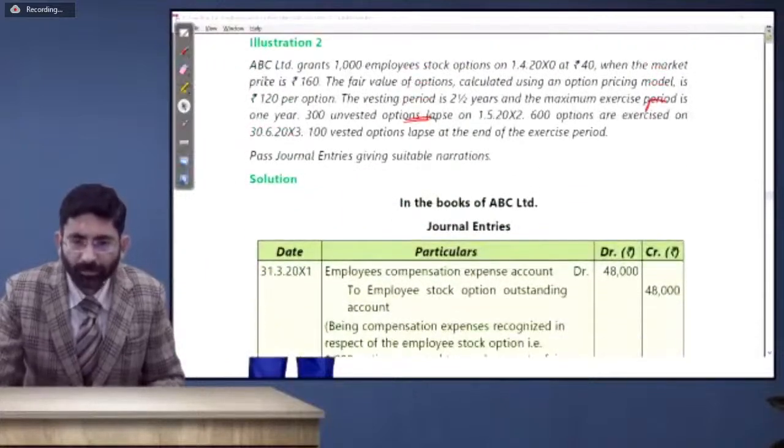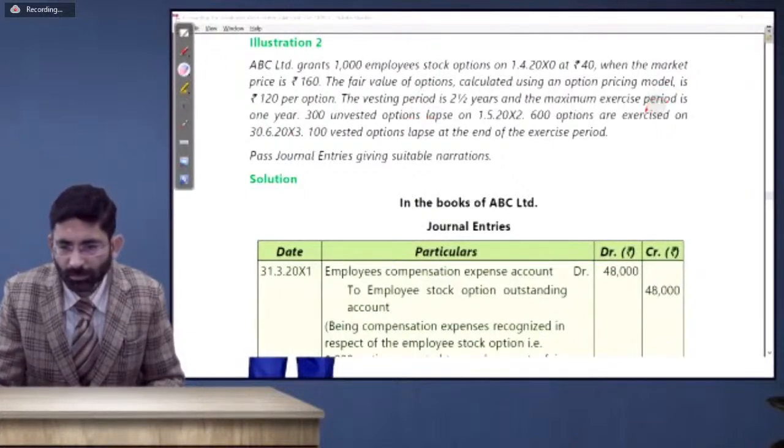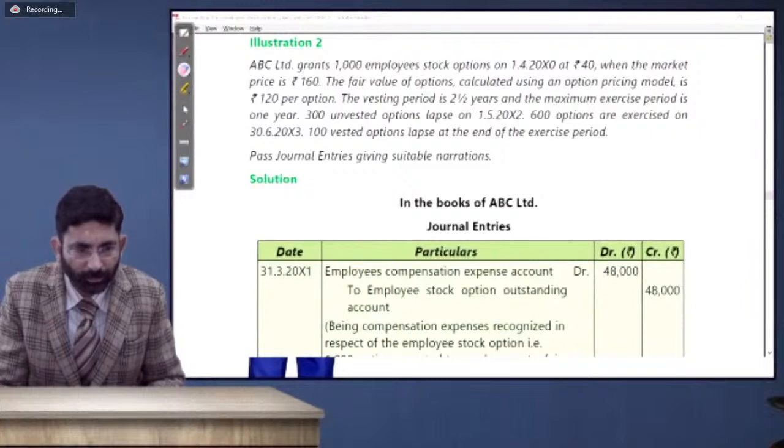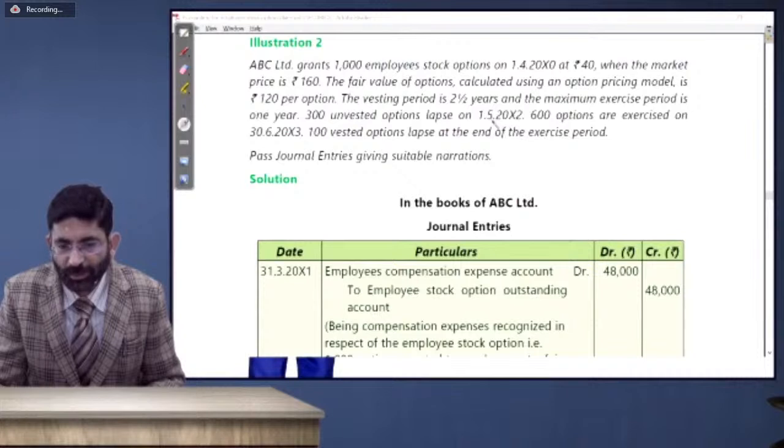Yeah, here is illustration number 2. So it says ABC Limited grants 1,000 employee stock options to its employees at 40. Market price is 160. Fair value is 120 per option. Vesting period is 2.5 years. Maximum exercise period is 1 year. 300 unvested options lapsed on 1st of May, and 600 are exercised on 30th of June.